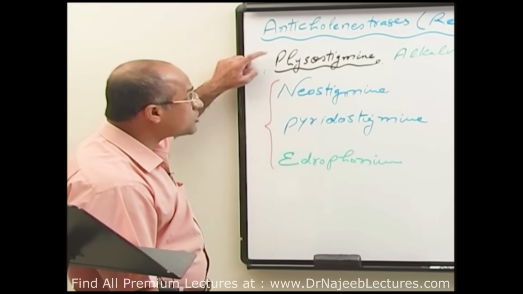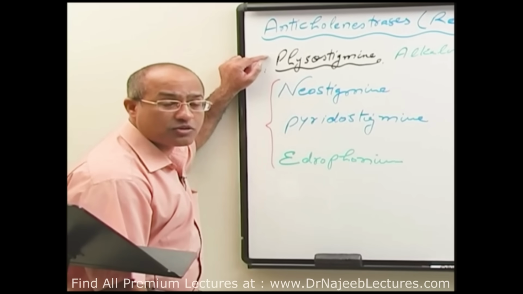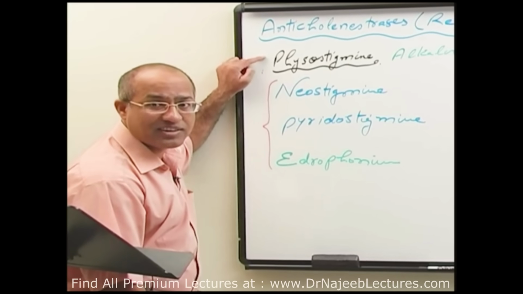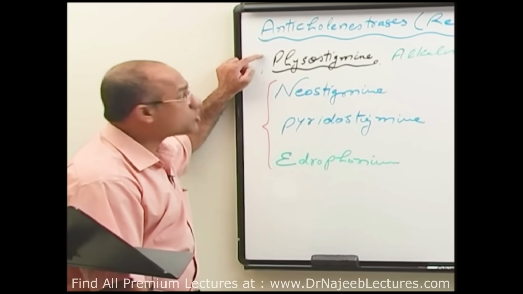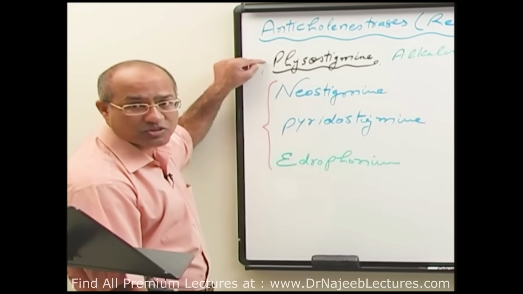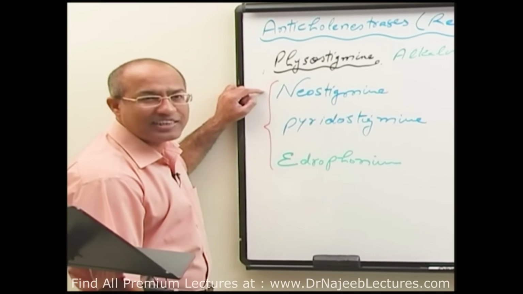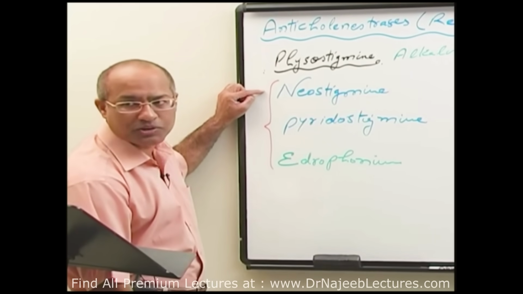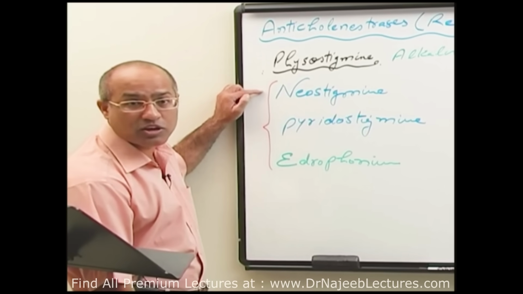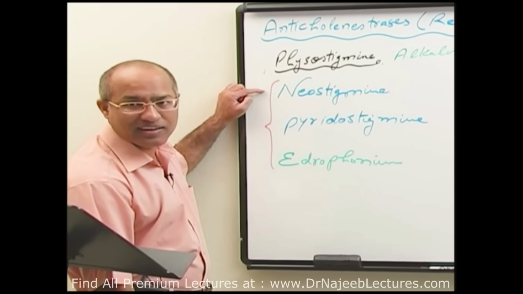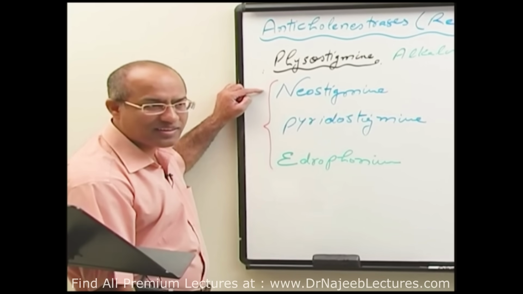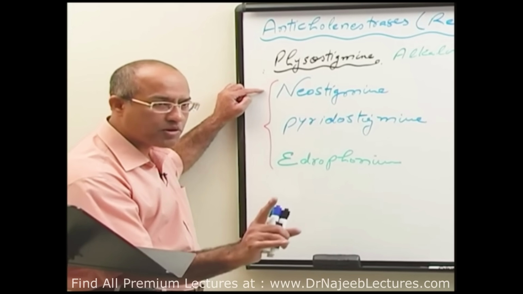Because physostigmine is more lipid soluble, it will dissolve into fats and reach up to the ganglion, so it will have stronger ganglionic stimulation. And neostigmine does not very effectively dissolve into fat, so it does not very effectively stimulate the ganglion. Am I clear now? No problem here.